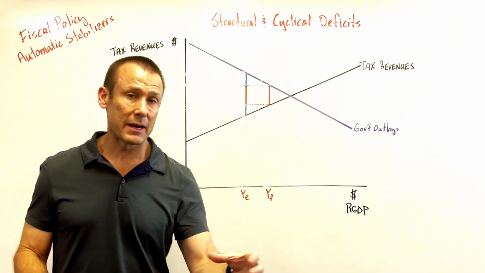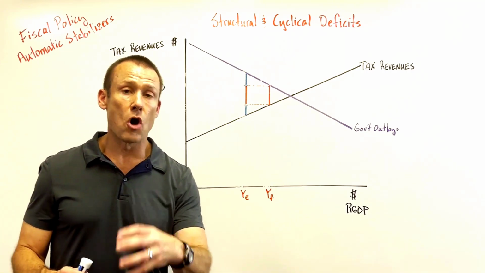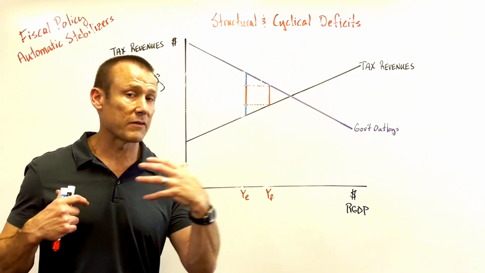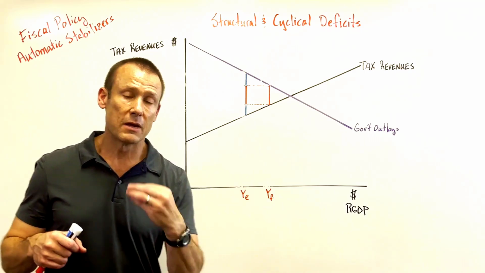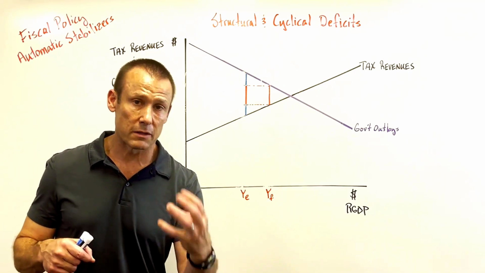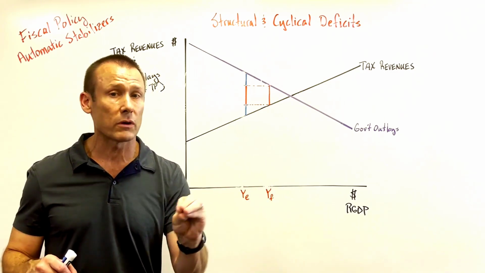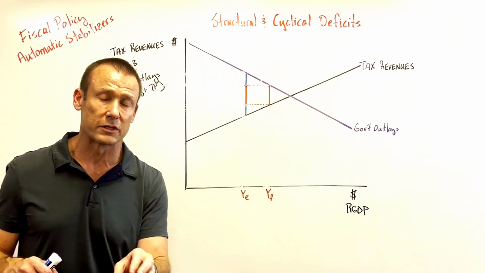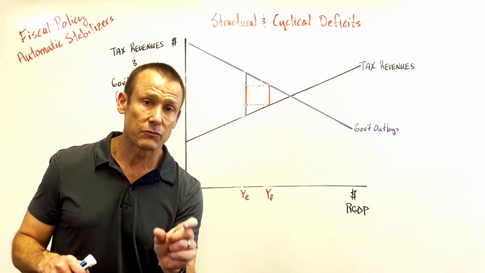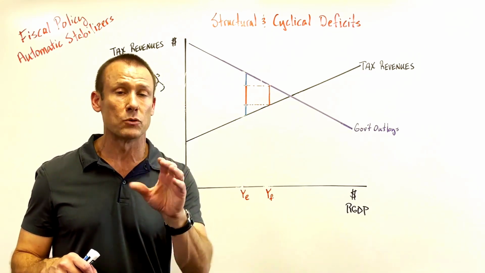These are automatic stabilizers. These are non-discretionary policies. Policymakers don't have to pass a bill for them to happen. And what they're going to do is moderate the business cycle. This is not what we call self-correction. Don't confuse it with self-correction. See it as stabilizing forces, things that moderate the booms and the busts.